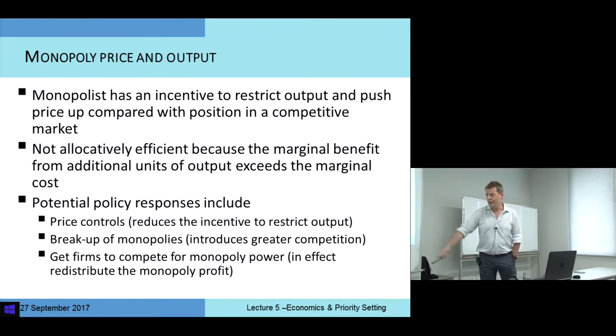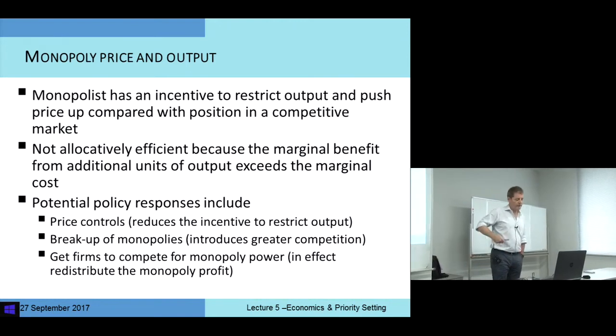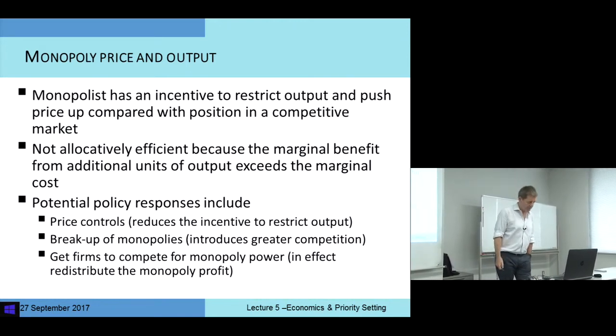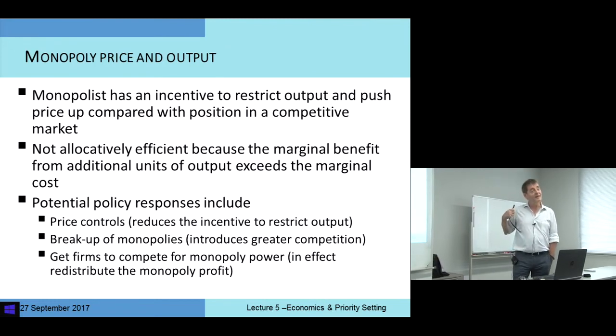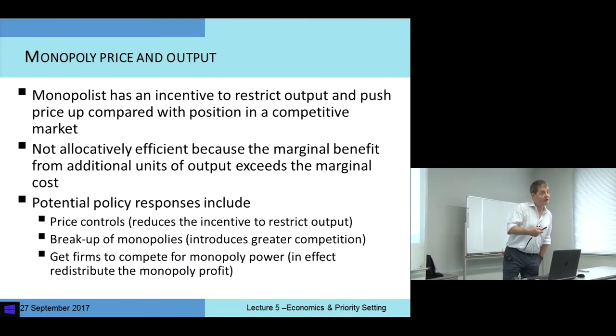There's various things we can do. Sometimes we introduce price controls, sometimes we break up monopolists, sometimes we sell people the right to be a monopolist. And that's a way of trying to capture back some of the benefit.